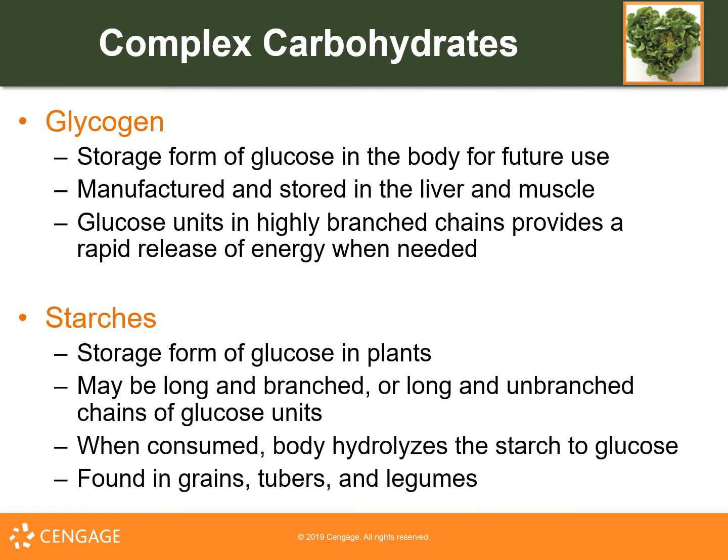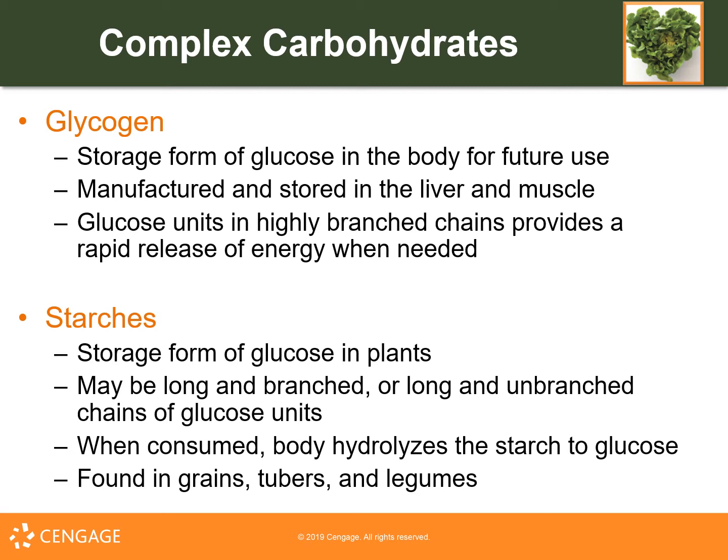Glycogen. This is the stored form of glucose in humans. Manufactured and stored in the liver and muscle, glucose units in highly branched chains provide a rapid release of energy when needed.